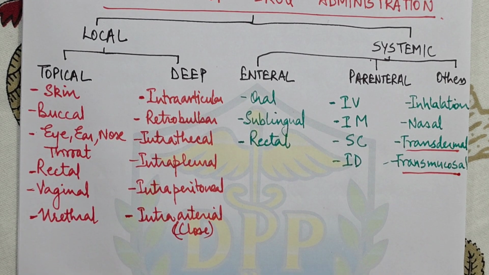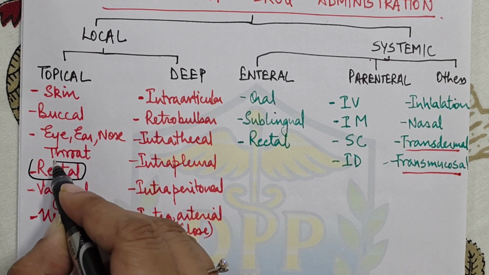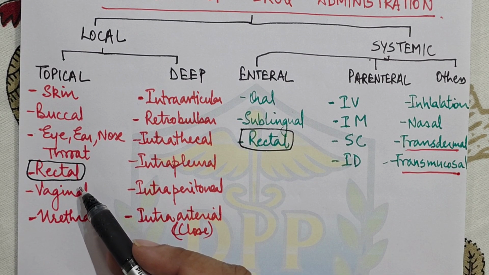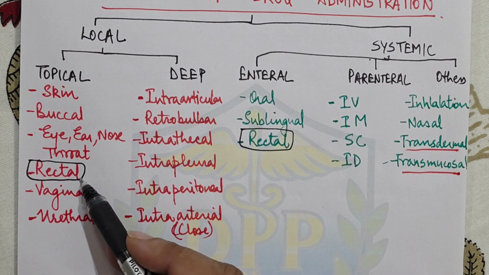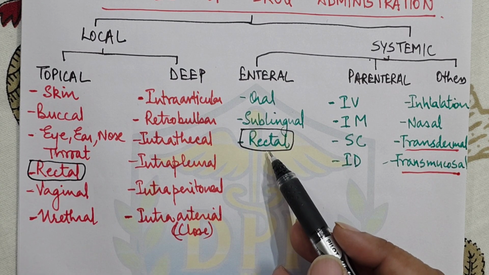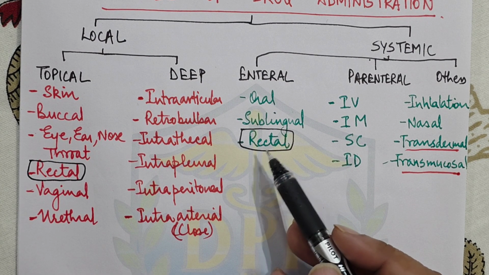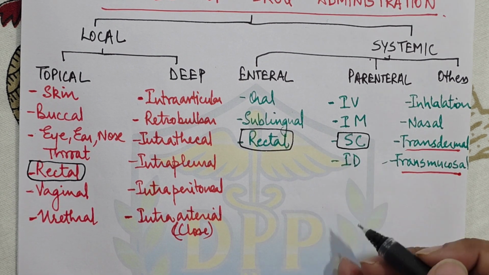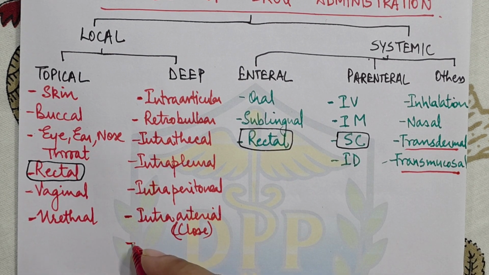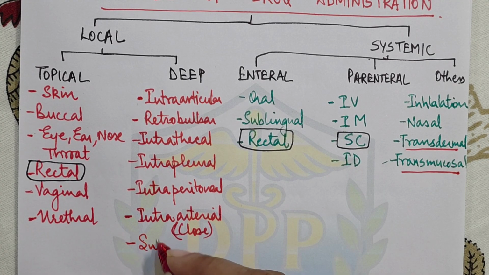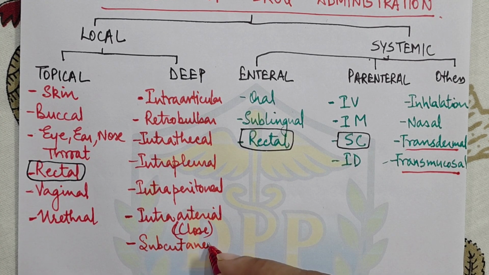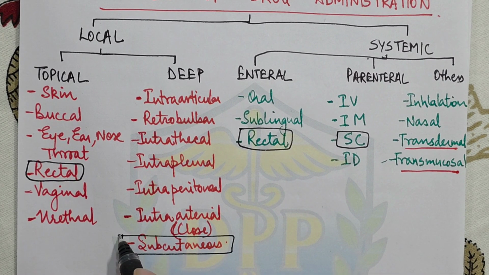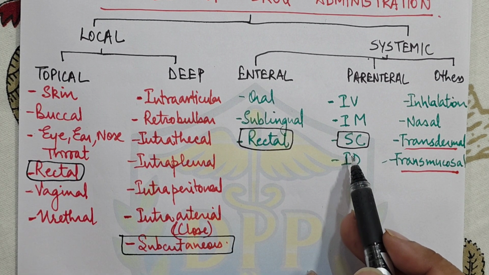Here the rectal route comes in local as well as systemic, because sometimes we just want some drugs to act rectally or at the anus level, so they are given rectally. Some drugs are given by the rectal route mainly for systemic action, and then it becomes a systemic route. Similarly, subcutaneous also comes in deep as well as systemic, because sometimes certain drugs are given only for subcutaneous action, and sometimes they are given for systemic absorption and systemic action.